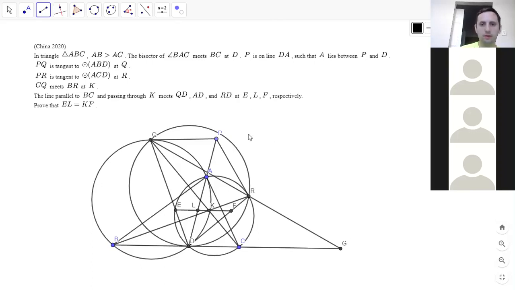All right, should I delete point G then, or should I leave it there? Just leave it there for now. Excuse me. Oh, sorry, were you going to say something?